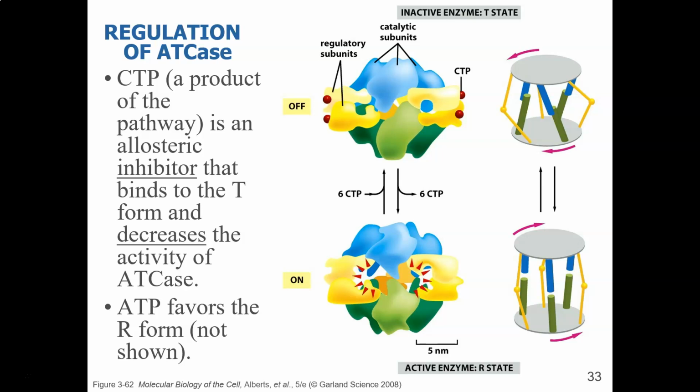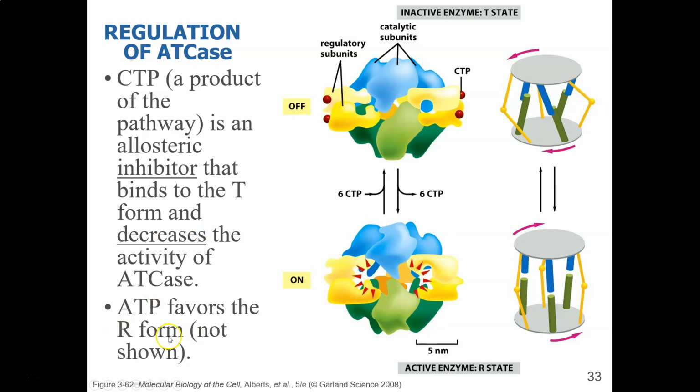But say the CTP levels drop. Well, when that happens, the CTP will dissociate, and when the CTP dissociates, the legs of our stool straighten out, and now these subunits come together in a way that forms the active site, and now the enzyme is on, and the enzyme is in the R form.